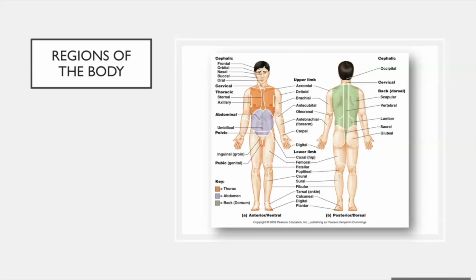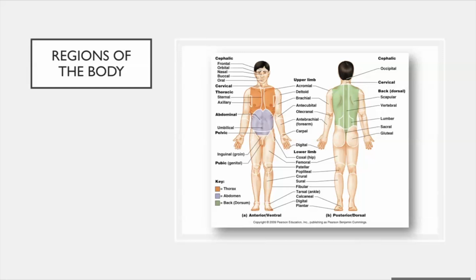Next is the cervical region, near your neck. Thoracic region, which contains the sternal and axillary regions. The abdominal region, which contains the umbilical region around your belly button. Pelvic regions, inguinal, which is also known as the groin. Pubic, also known as the genital region. Then we have our upper limbs. From top to bottom, we have acromial, deltoid, brachial, antecubital, olecranal, antebrachial, also known as your forearm, and carpal, then digital, which is your fingers.